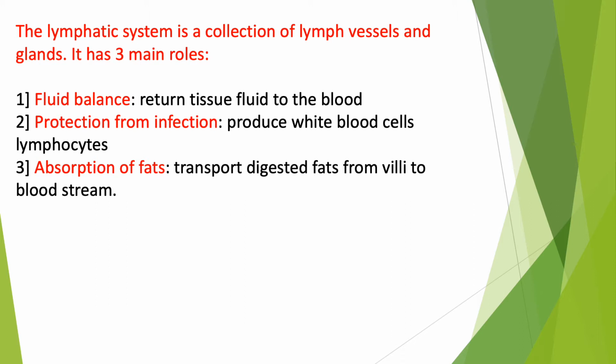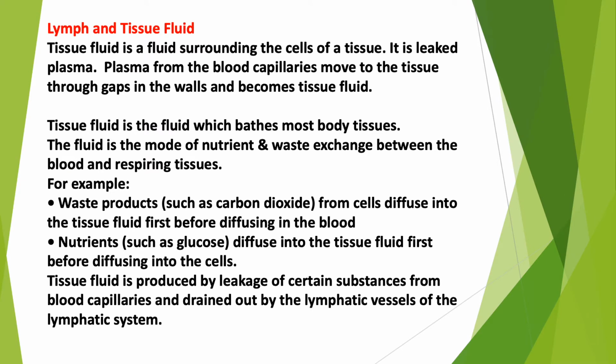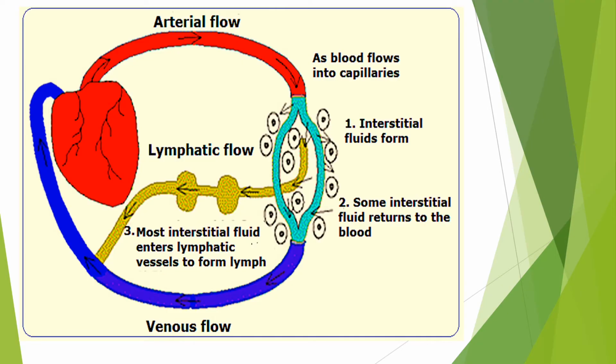The lymphatic system is a collection of lymph vessels and glands. It basically has three main roles: fluid balance, to return the tissue fluid to the blood; protection from infection, producing white blood cells, lymphocytes; and absorption of fats, that is, transport of digested fats from villi to the bloodstream. Tissue fluid is a fluid surrounding the cells of a tissue.